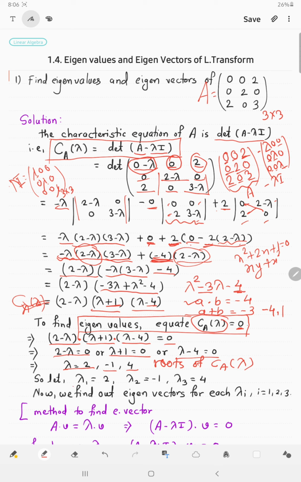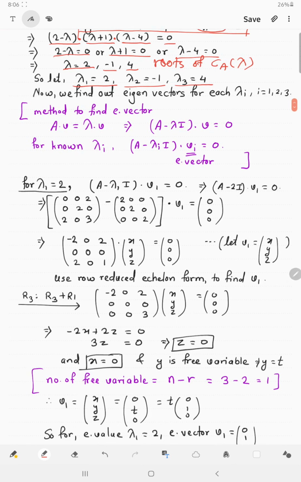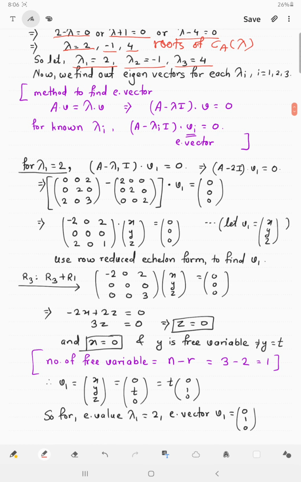So I take lambda 1 is 2, lambda 2 is minus 1, lambda 3 is 4. Now we find out eigenvectors for each lambda i. Here are three eigenvalues. As the given matrix A is 3 by 3, I will get 3 eigenvalues. If the matrix is 2 by 2, I will get 2 eigenvalues.